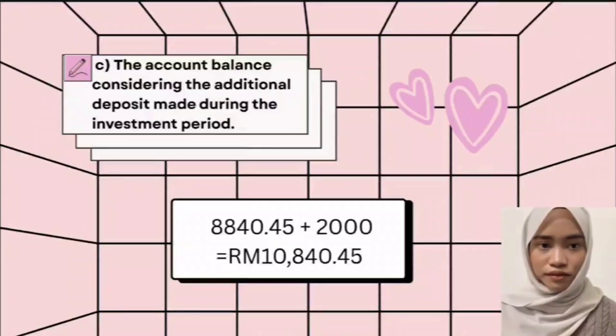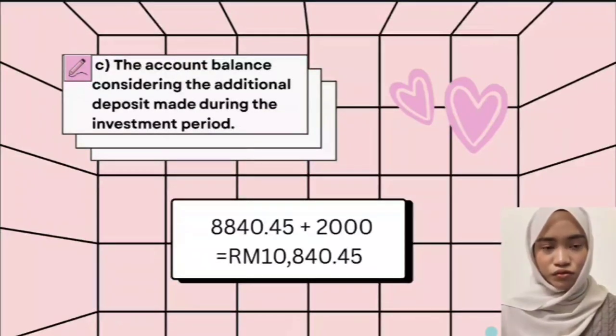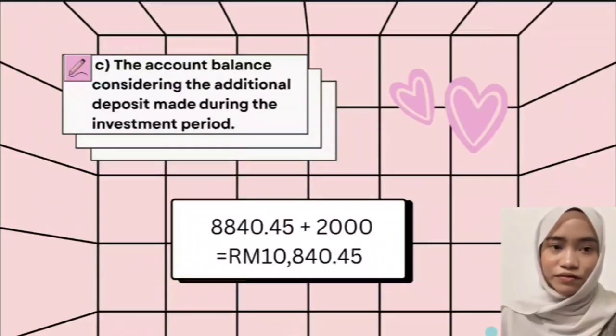For problem C, the account balance considering the additional deposit made during the investment period is 8,840 ringgit and 45 cents plus 2,000 ringgit equals 10,840 ringgit and 45 cents.